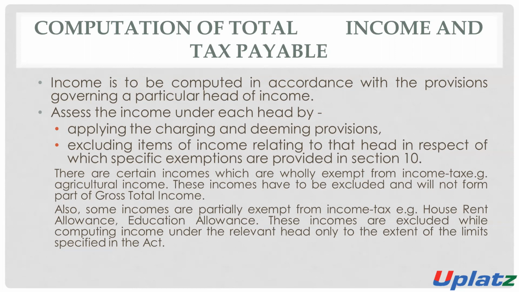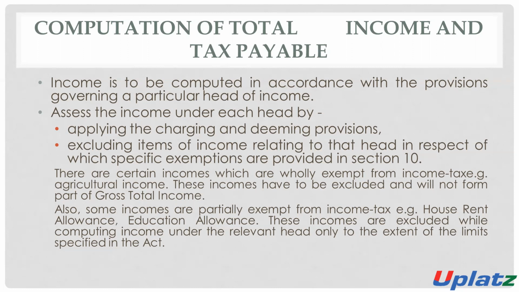Also, some incomes are partially exempted, just like house rent allowance. In the case of house rent allowance, such amount will be partially exempted, means on the basis of exemption limits. Education allowance is also partially exempted and partially taxable.